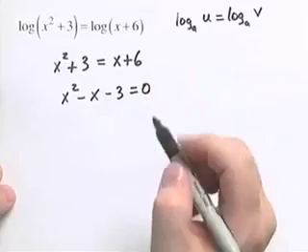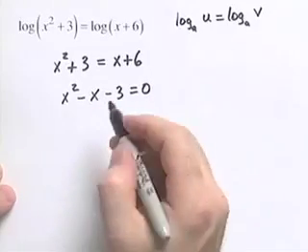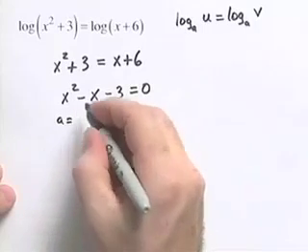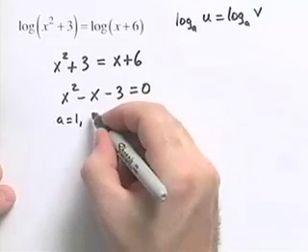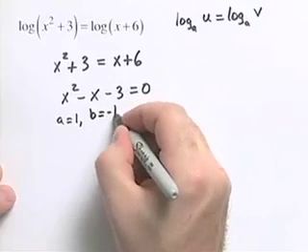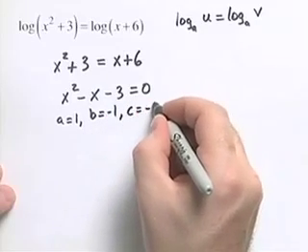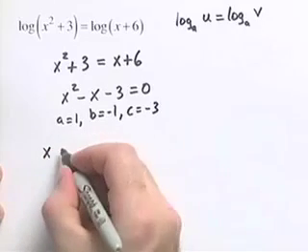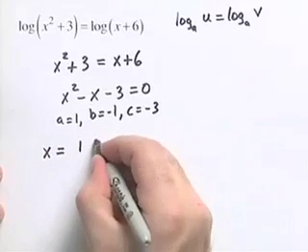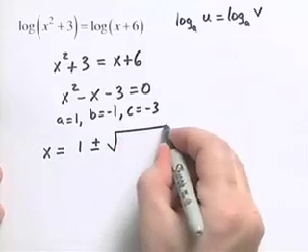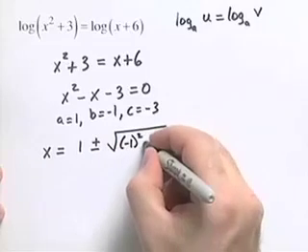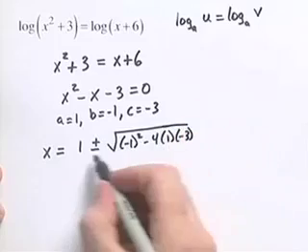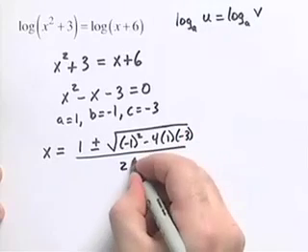I'm going to solve this equation by factoring, if possible. We look at this, it doesn't appear that factoring will work, so we can use the quadratic formula. A equals 1, b equals negative 1, and c equals negative 3. If we plug these values into the quadratic formula, we get x is equal to 1 plus or minus the square root of negative 1 squared minus 4 times 1 times negative 3, all divided by 2 times 1.